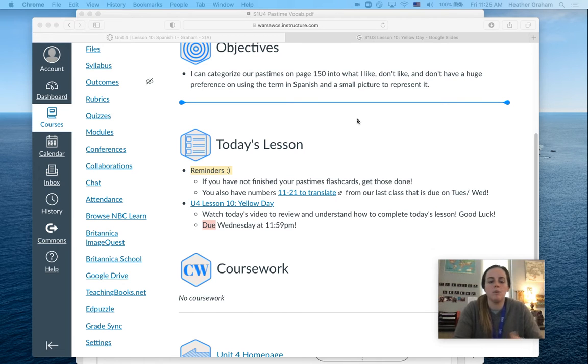We had that activity where you had to translate from Spanish to English, then English to Spanish. We reviewed 1 through 10 in class, and numbers 11 to 21, you had to translate into Español using your vocab list on page 150. That is due next time I see you, which is Tuesday or Wednesday, depending on if you're an odd or even for me. So make sure that you have those done. Today's e-learning, our yellow day, isn't due until Wednesday at 11:59 to make sure that you get it turned in.